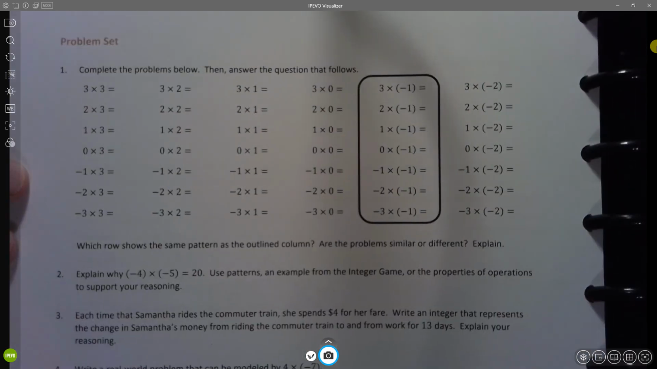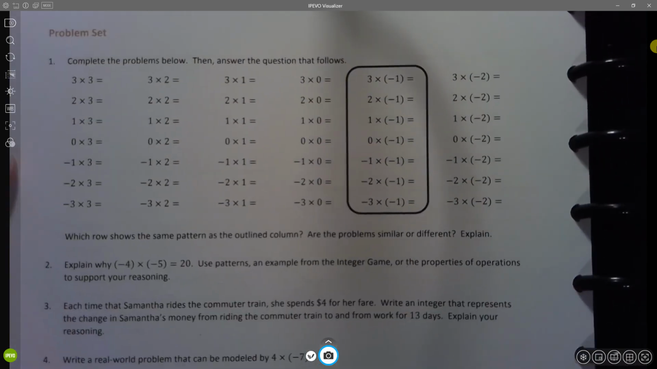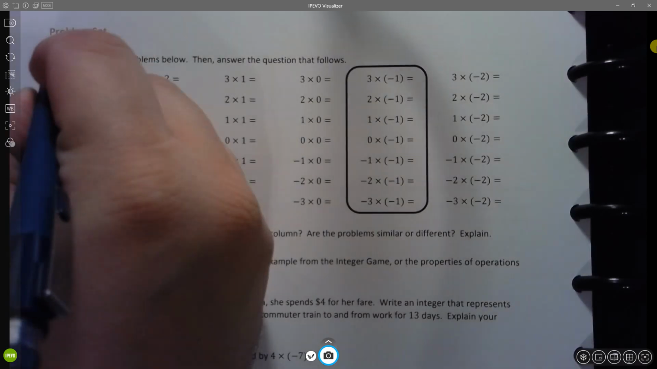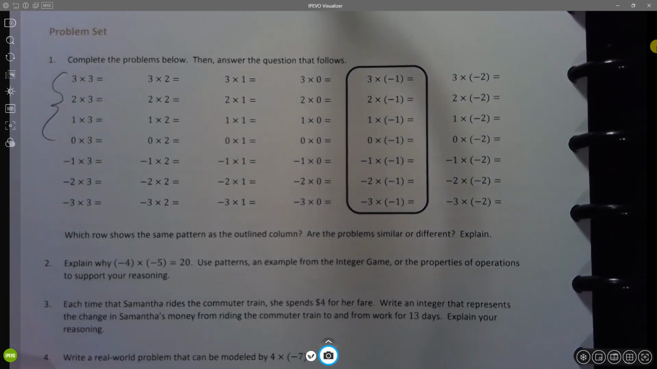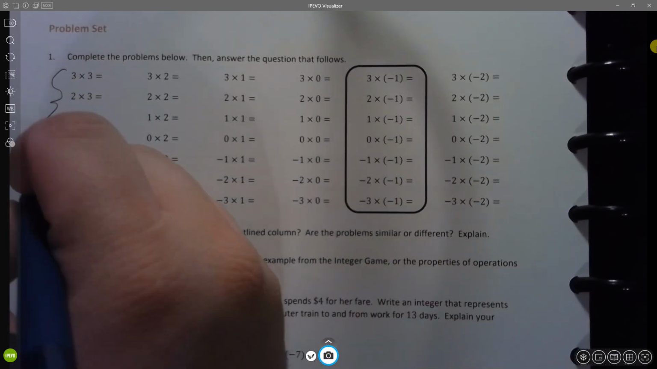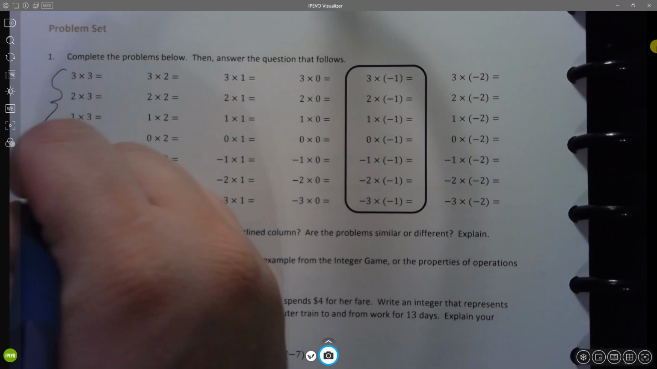All right. So, problem set. Complete the problems below, then answer the questions that follow. Okay. Well, this is easy. I'm going to run through, I'll do these first 4 rows right here. Okay. And then we'll see what we get on the last 2 rows. Then we'll see what you guys get for homework on the last 3 rows.